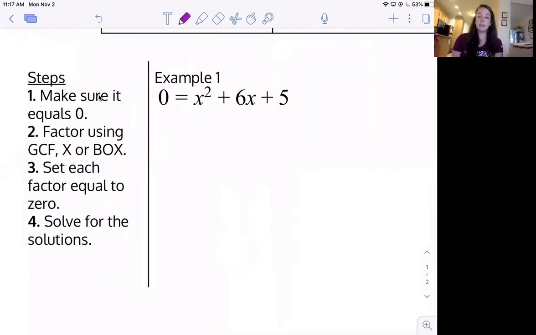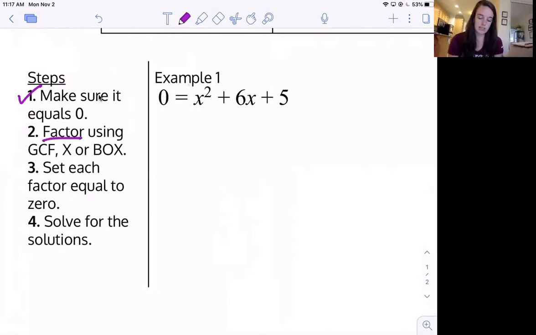So let's say I want to solve this equation here. There are 4 steps. I'm going to make sure it equals 0. I'm going to factor it using any of the methods. I am going to set each factor equal to 0, and I'm going to solve for the solution. So first step, make sure that it equals 0. It does, so everything is on one side.